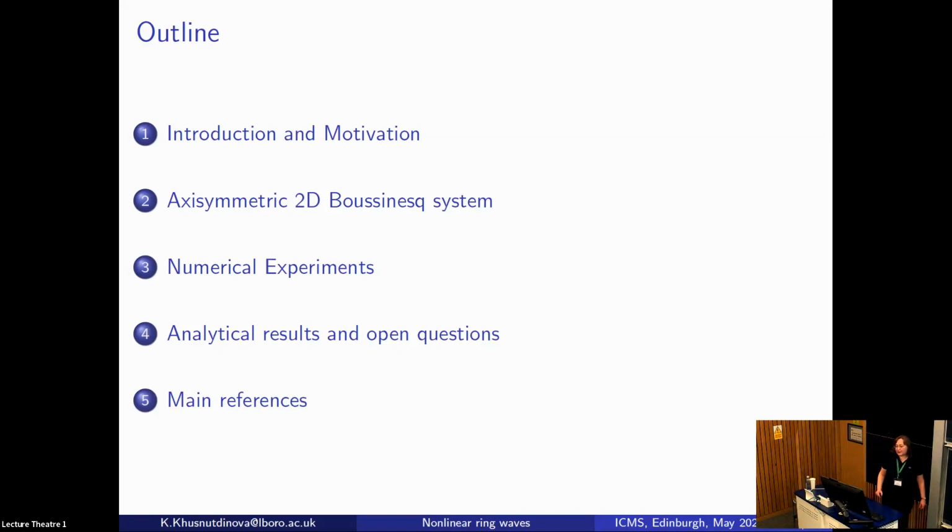So here is an outline. I will begin with a brief introduction and motivation. The context of the numerics that I'm going to discuss today is the axisymmetric 2D Boussinesq system. So I will show you some numerical experiments that we have done trying to compare 2D Boussinesq and cylindrical Korteweg-de Vries type models. And hopefully, time permitting, I will finish with some analytical results and open questions that are related to this kind of models.